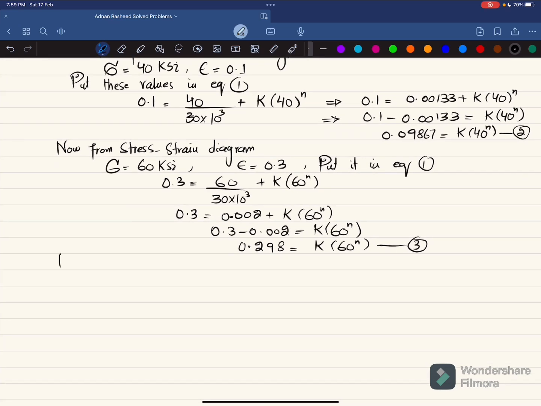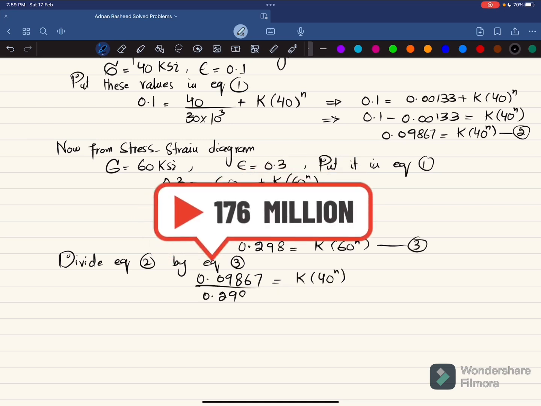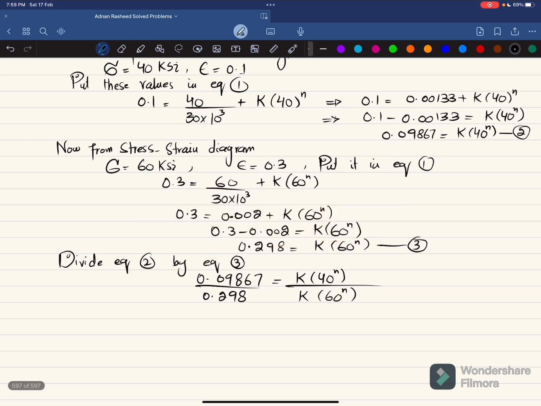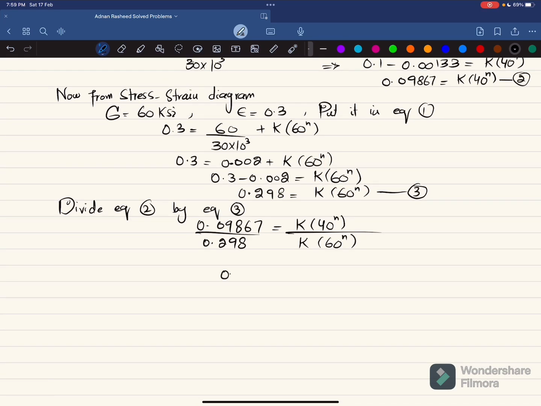Now what we will do is that we will divide equation 2 by equation 3. So this is equation number 2, 0.09867 is equal to K into 40 power N. And we will divide it by equation 3, which is 0.298 is equal to K into 60 power N. And you will get 0.3311. K will cancel each other here, and we will be left with 40 power N divided by 60 power N.